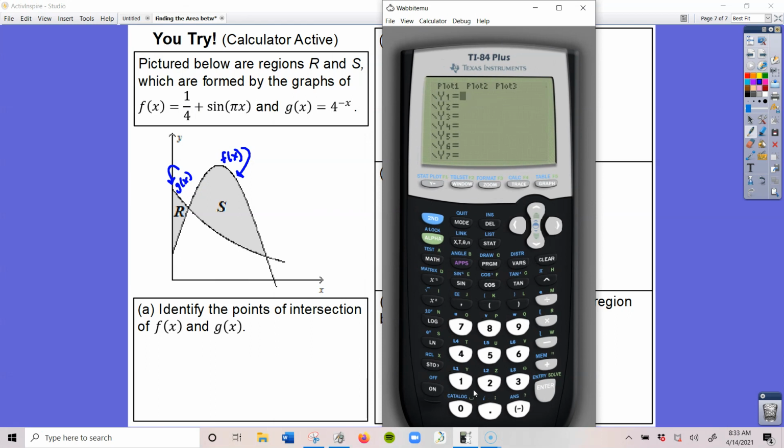We have the 1 over 4, plus sine of pi x. So that's f of x. And then the other function is 4 raised to the negative x. And now let's graph and see what it looks like, and if I need to adjust my window, I'll adjust my window.